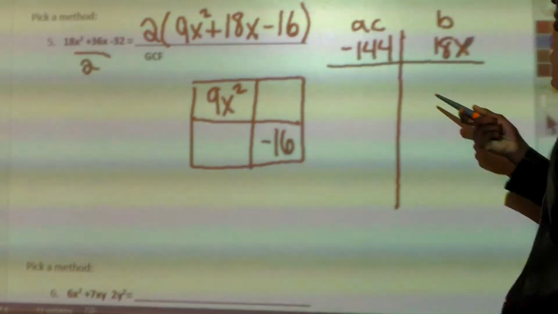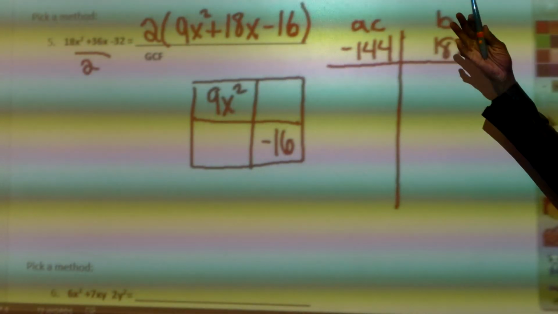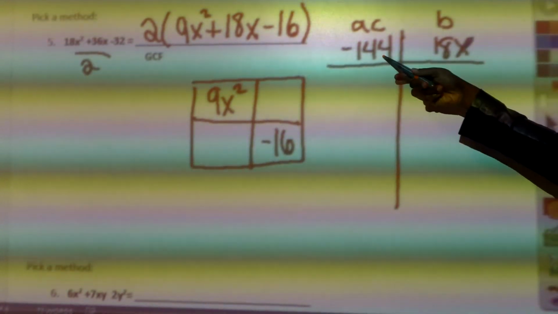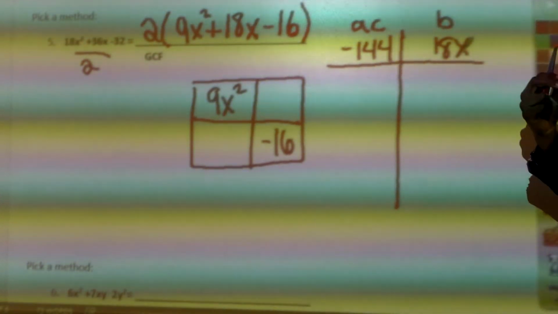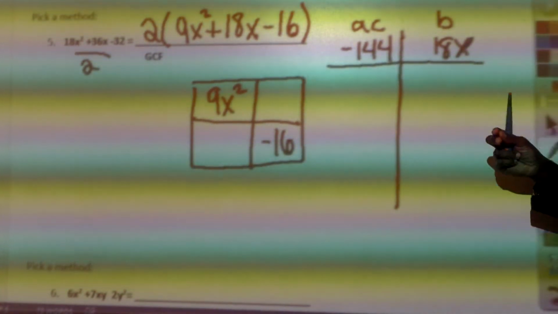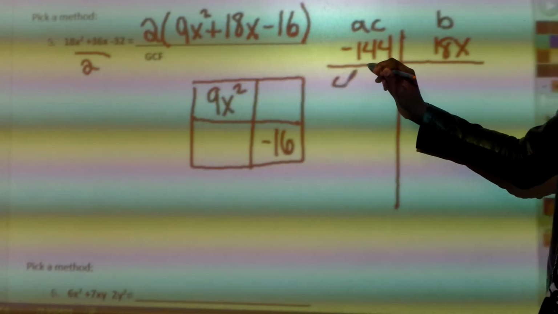1 and 144, is that going to get us to 18? No. So the smaller numbers are going to be nowhere near getting us to 18. So we're going to skip down a few. Can 4 divide into 144? Yes. Please don't guess. Use a calculator and call out correct numbers. 4 and 36. Thank you. 4 and 36 can go into it.